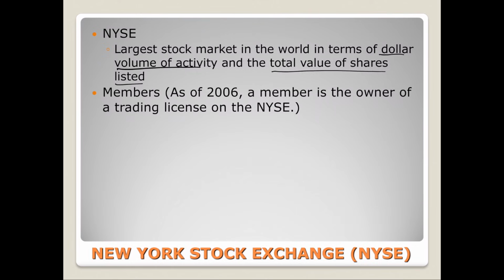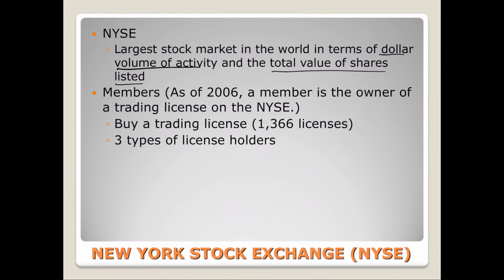But they are the largest in the world in terms of dollar volume of activity and total value of shares listed. The members, as of 2006, a member is the owner of a trading license. So in order to trade on the New York Stock Exchange, you have to have a trading license. And so there are 1,366 trading licenses in 2006. It might be slightly different now, but you have to buy one of these trading licenses. And there are three different types of license holders.